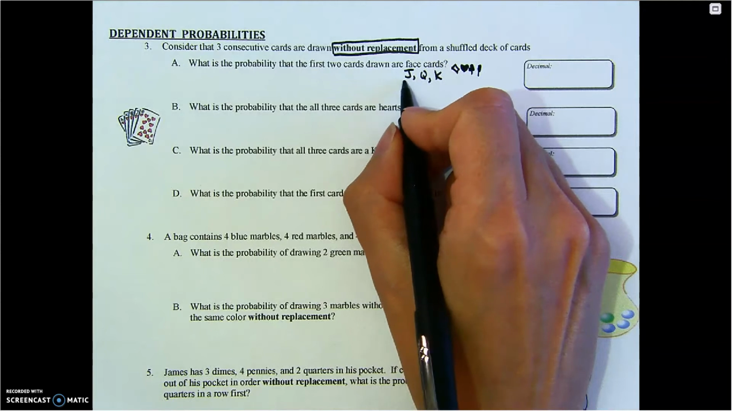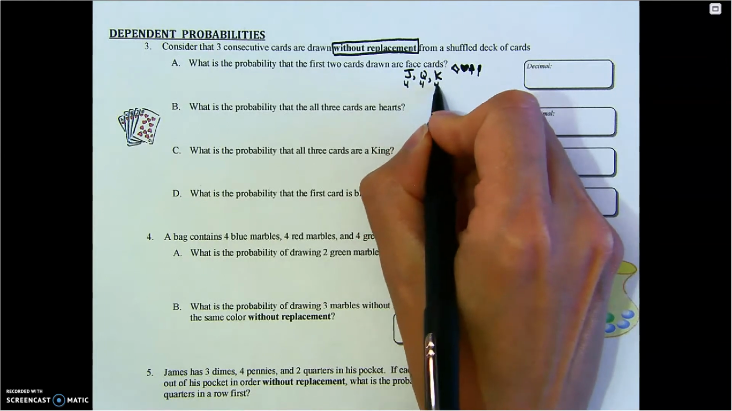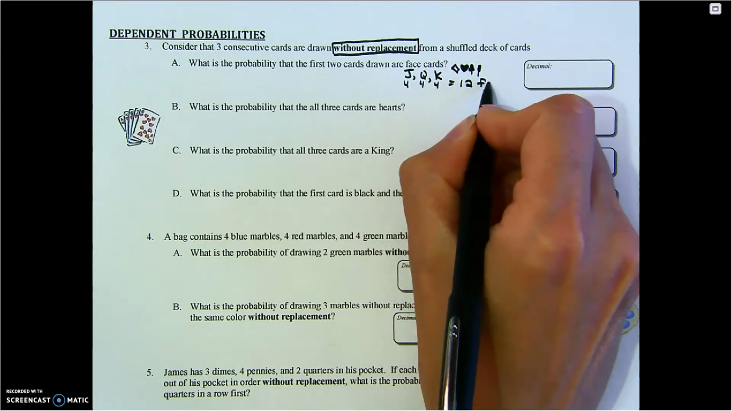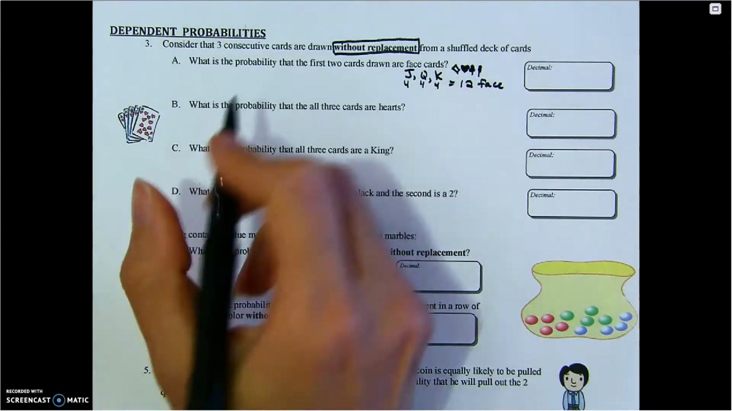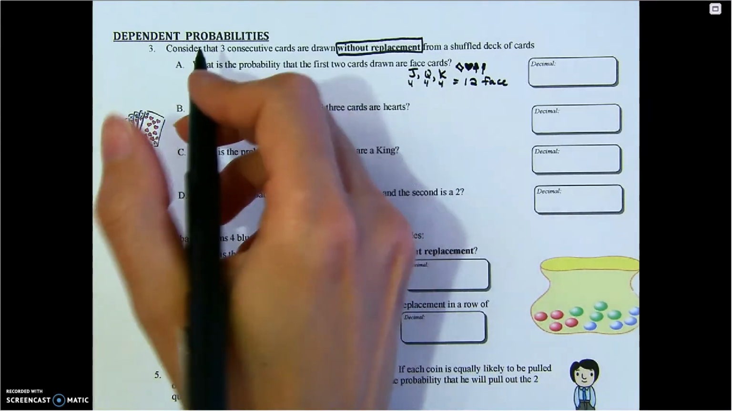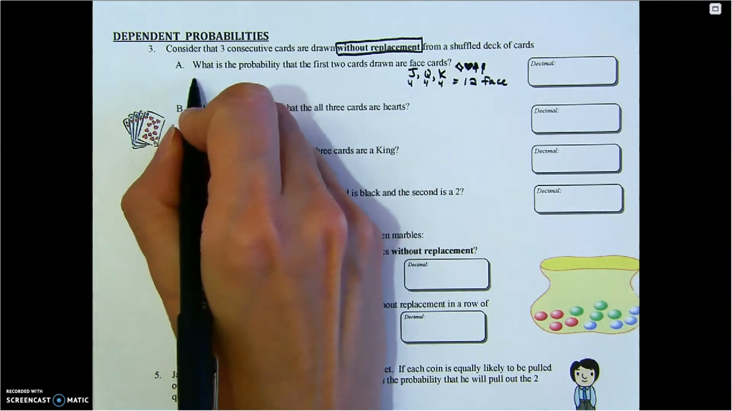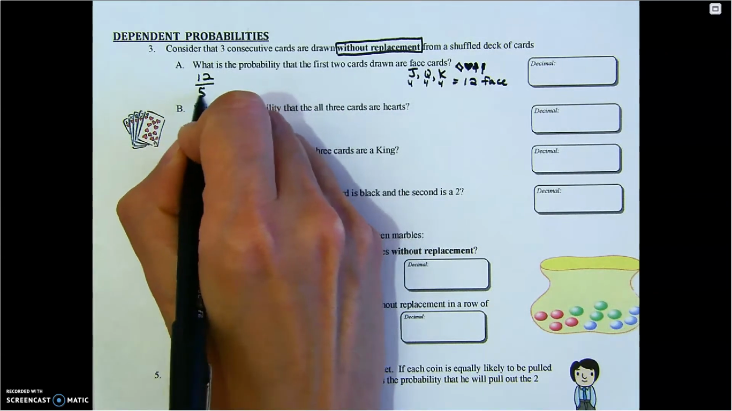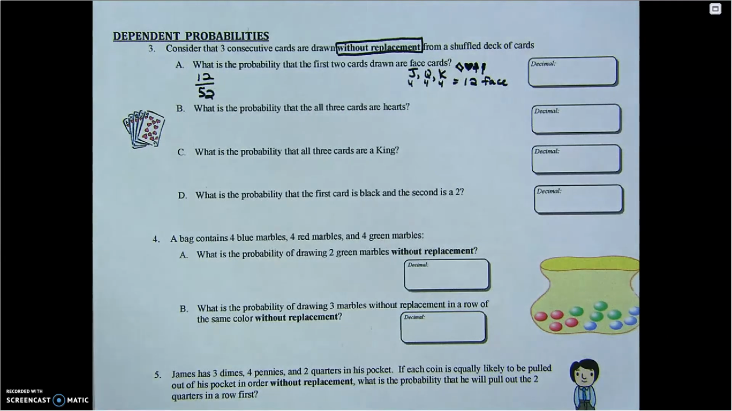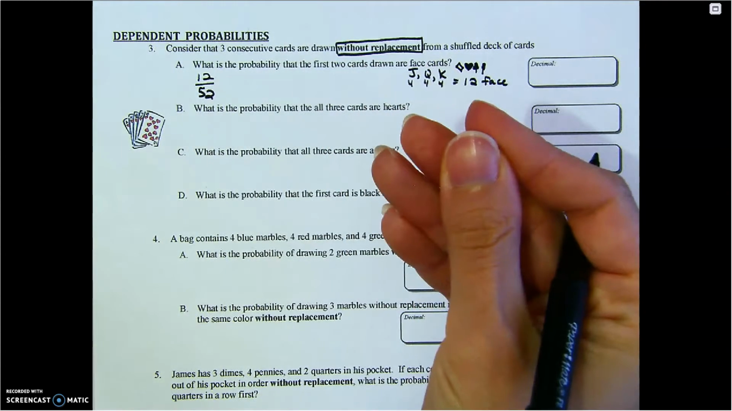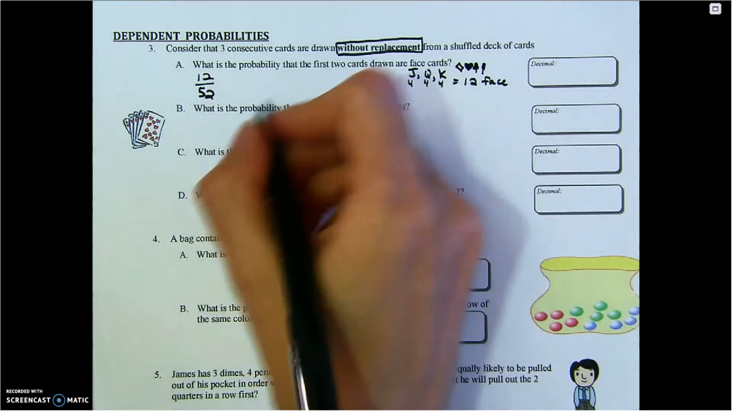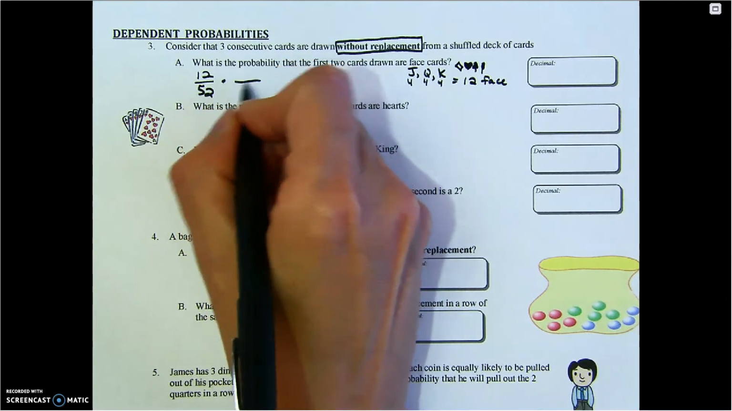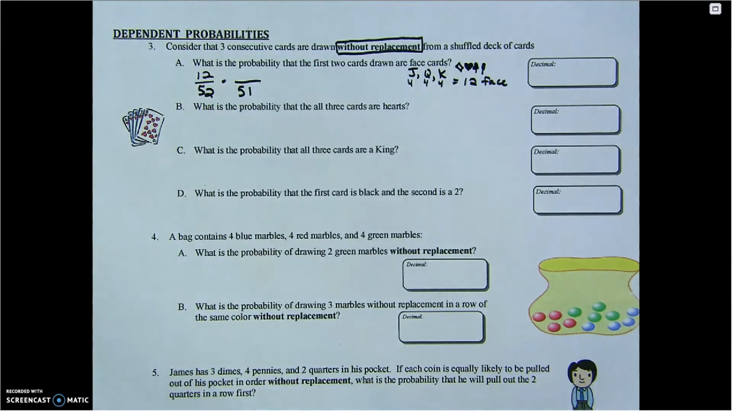So there's 4 of these, and there's 4 of these, and there's 4 of these. So there's 12 face cards in a deck. All right. So we reach in. We hope to draw a face card. So we have 12 in 52 chance of getting a face card. After we take that first card, we keep it out, right? We do not put it back. So now we only have 51 cards in the deck.